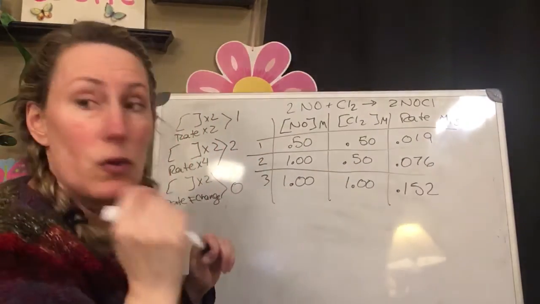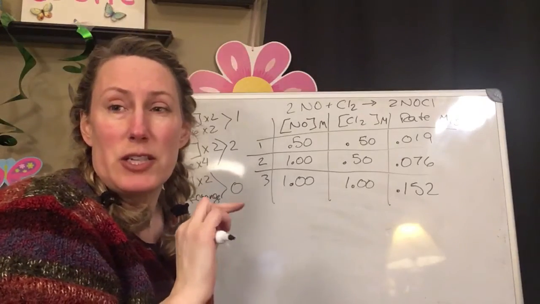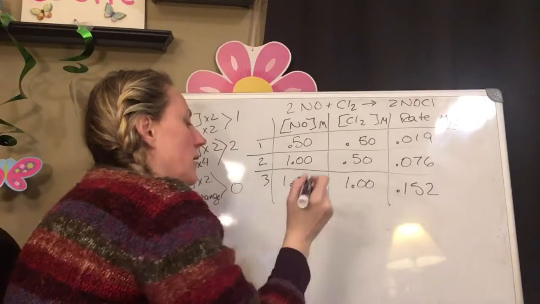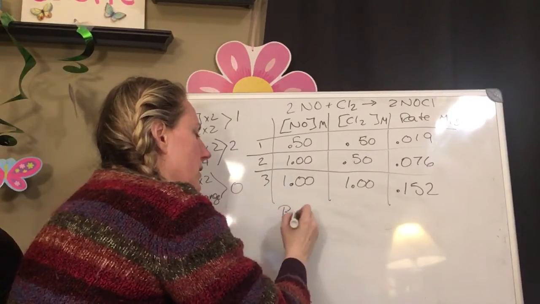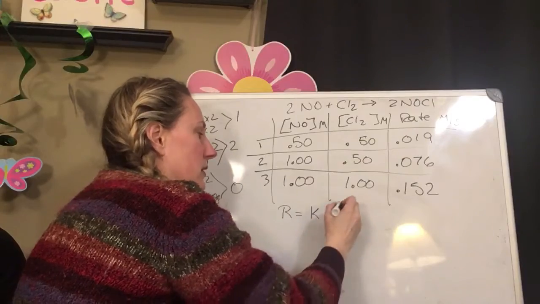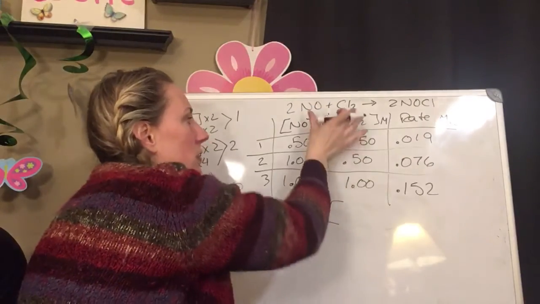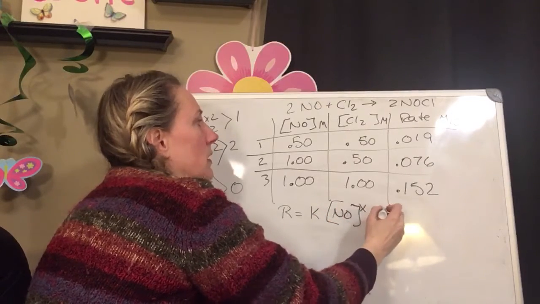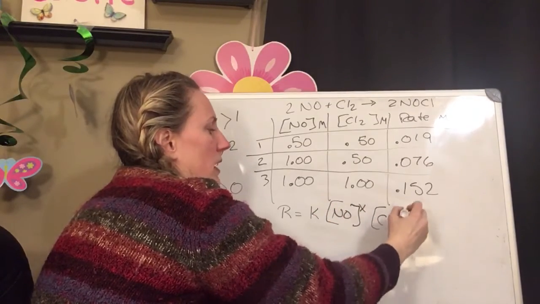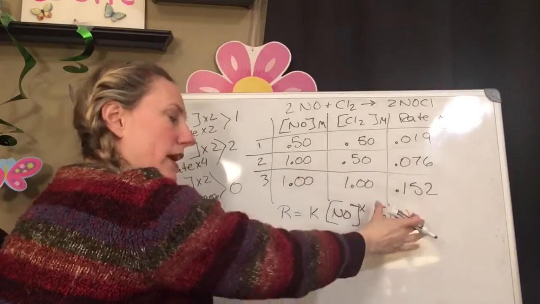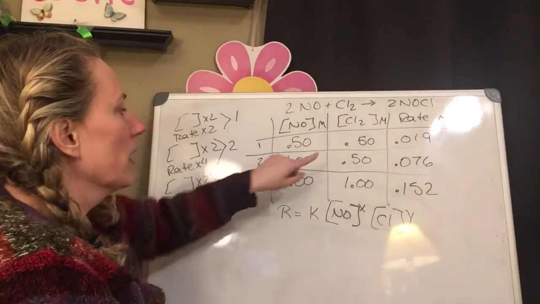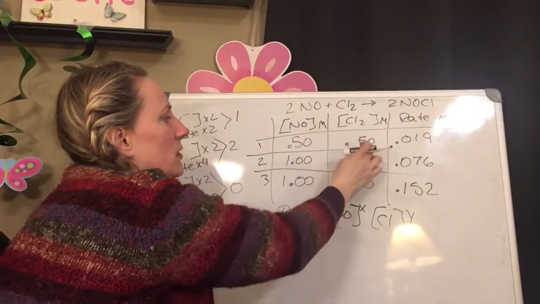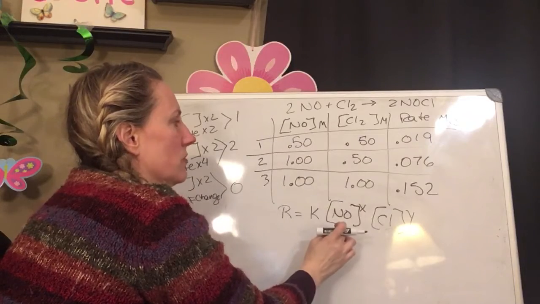So again, when we're picking our trials, we need to make sure that only one thing is changing. When I'm writing my rate equation, rate equals our rate constant times the concentration of the two reactants, NO to some exponent, Cl2 to some exponent, and we're figuring out our exponents first. So I want to look where this doubles, but this does not change. Where this doubles and this doesn't change, it's going to be the concentration of NO.